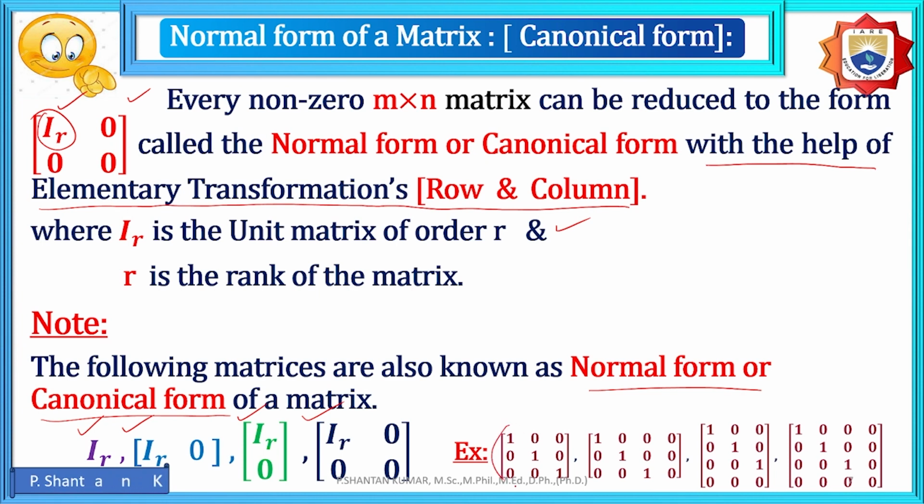While observing these, in the first one it is I3, that means the rank is 3, the second one is I30, the third example is I30, and the fourth example is IR 00. These are the structures of the normal form, with suitable examples for the normal and canonical form. We need to remember that in the echelon form we apply only row operations, whereas under the canonical or normal form we apply row and column operations. Based upon the echelon form and normal form, we find the rank of the matrix.